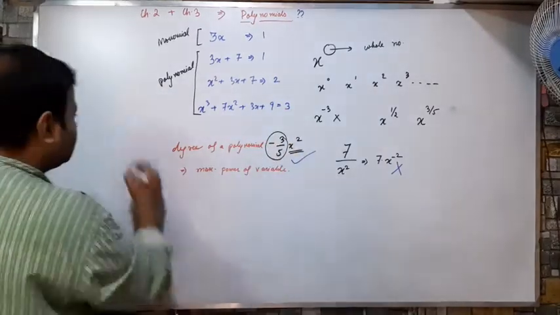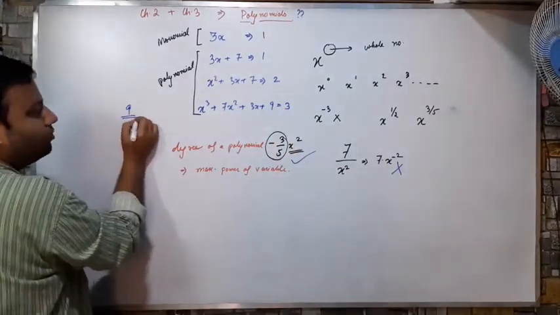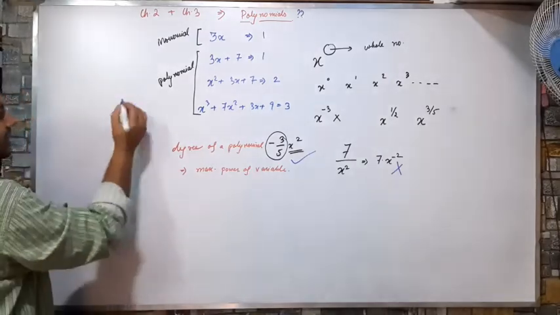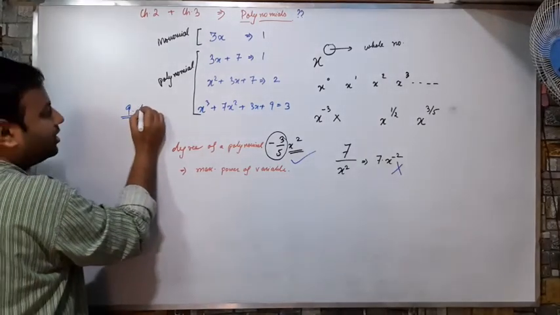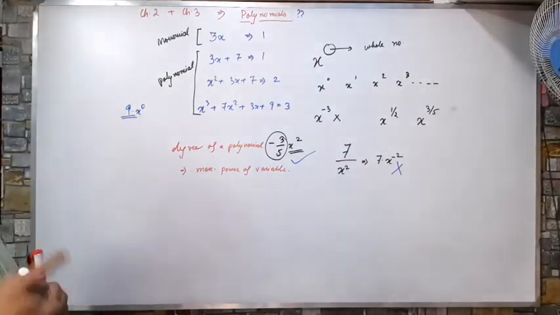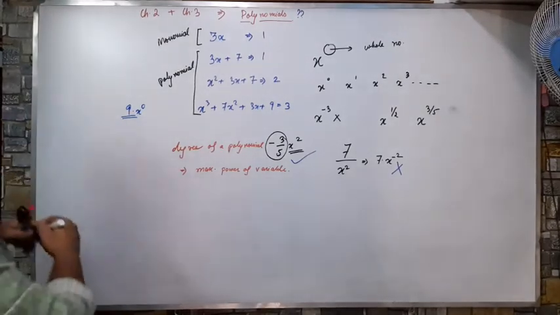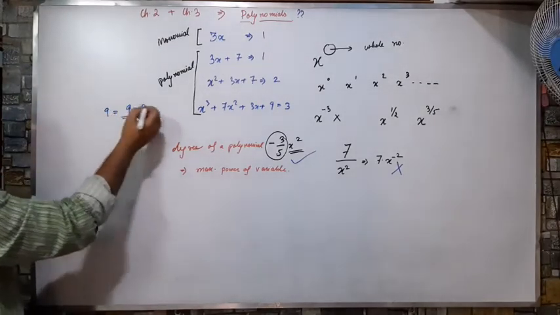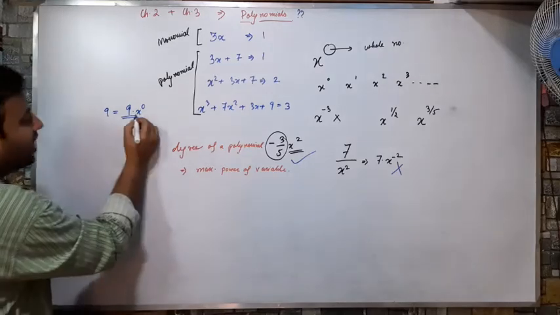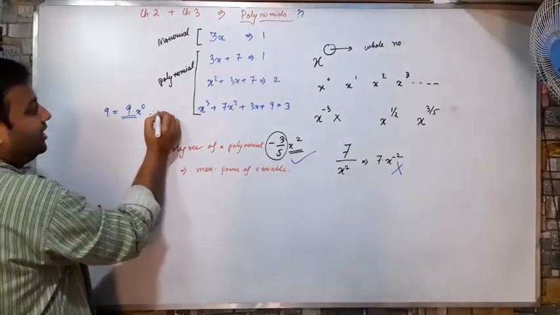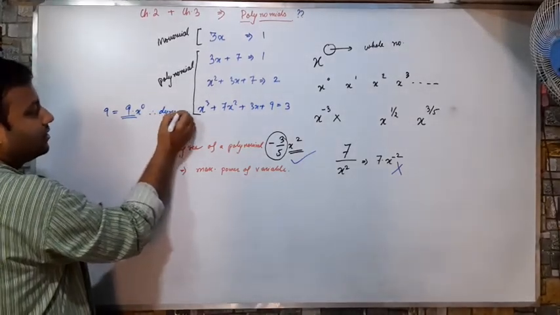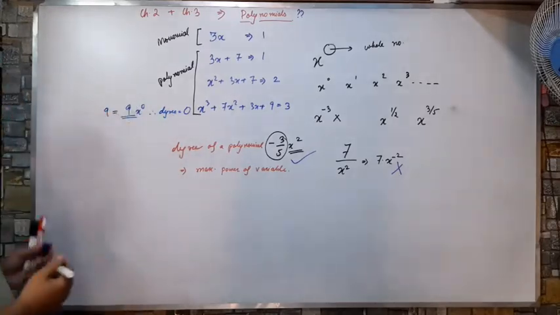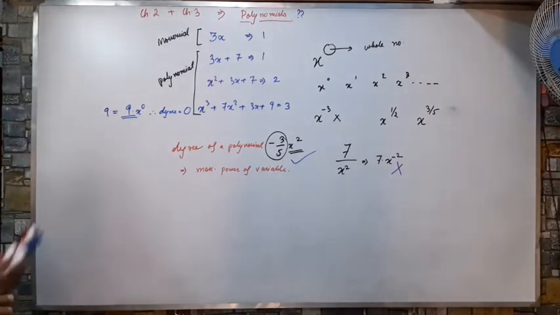Let me tell you, is 9 a polynomial? Yes, it is a polynomial. It has 9 into x to the power 0, because anything to the power 0 is 1. So 9 can be written as 9 into x to the power 0. So it is also having a power. Therefore the degree of this one is 0, because of x to the power 0. Like this also we can write.